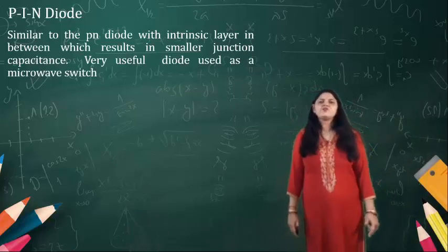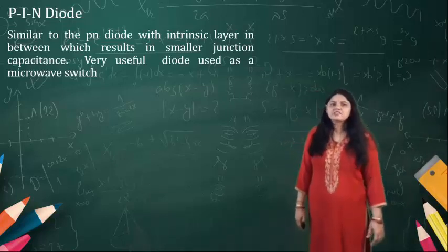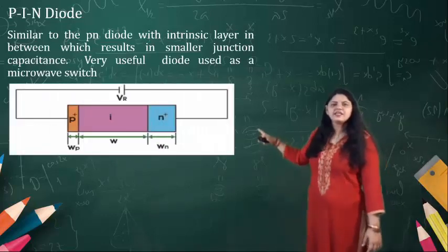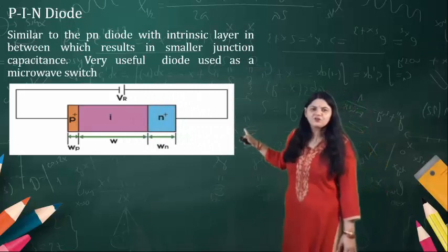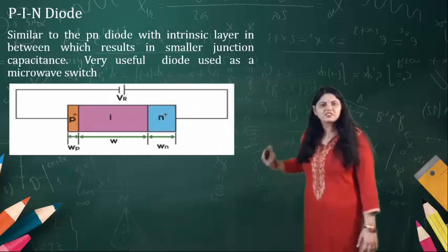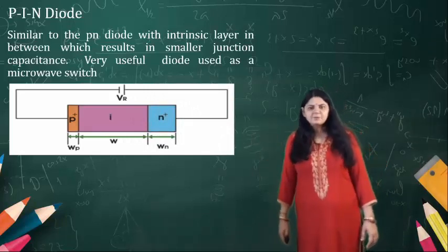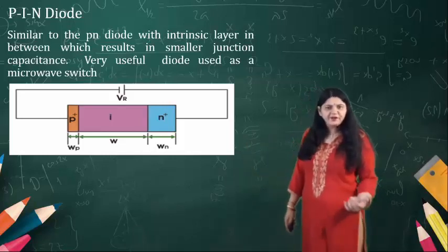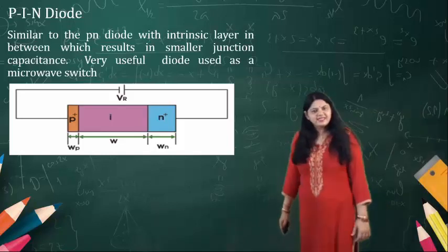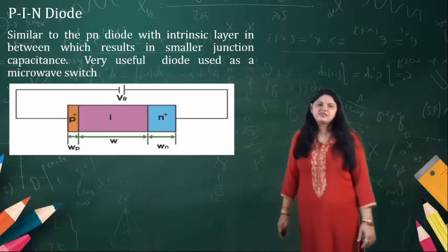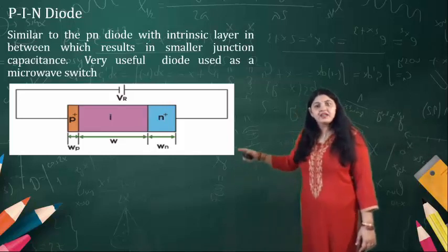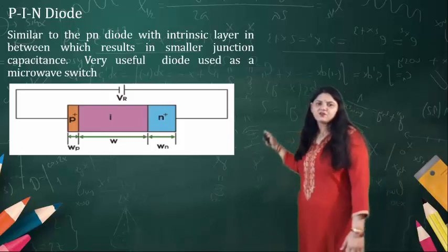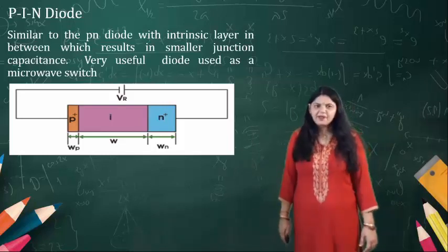It is very useful as a microwave switch. Now here you can see the diagram of the construction of the PIN diode, which consists of the P plus substrate and the N plus substrate. The width of the P plus substrate is WP, the N substrate is WN, the width of the intrinsic layer is W, and the reverse voltage is applied.